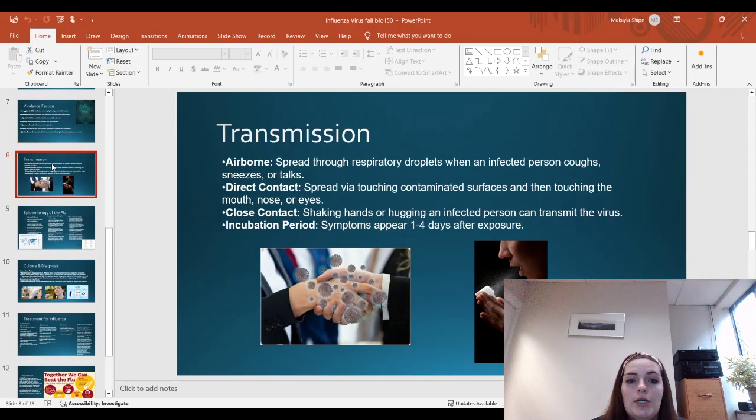Next, moving to transmission. The first one is airborne. It spreads through respiratory droplets when an infected person coughs, sneezes, or talks. Then direct contact, spread via touching contaminated surfaces and then touching the mouth, nose, or eyes. Close contact, shaking hands or hugging an infected person can transmit the virus as well. And then the incubation period, symptoms appear 1 to 4 days after exposure to the virus.